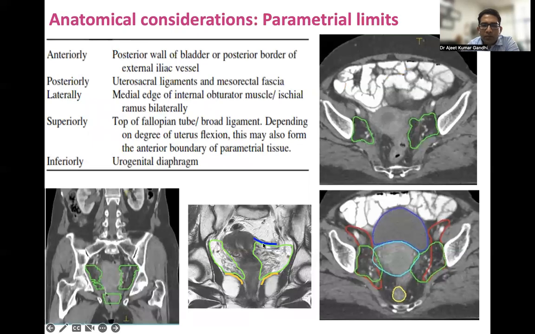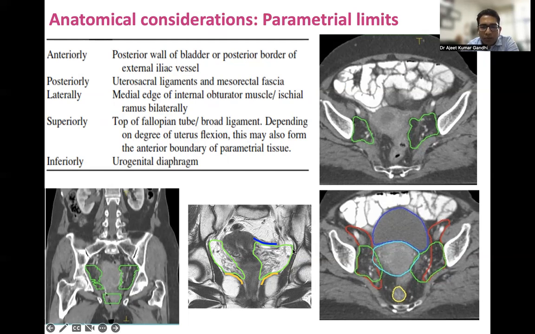The superior boundary of the parametrium is defined by the top of the fallopian tube or the broad ligament. Inferiorly, it is defined by the urogenital diaphragm. Anteriorly, it is defined by the posterior wall of the bladder or the posterior edge of the external iliac vessels. Laterally, in some of these guidelines, from which these images have been taken, the parametrial lateral limit has been defined up to the obturator internus muscle.